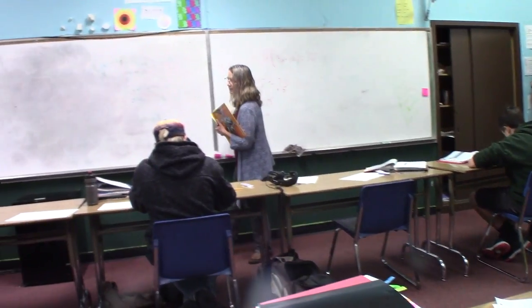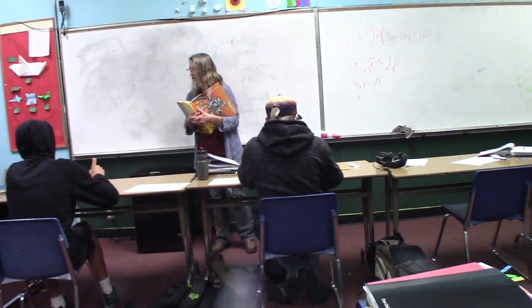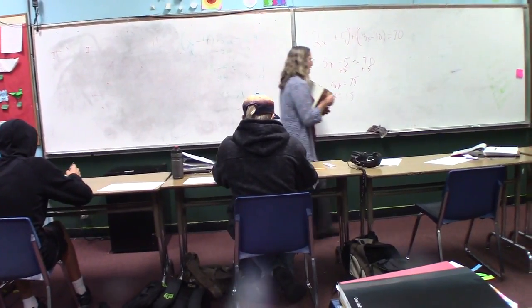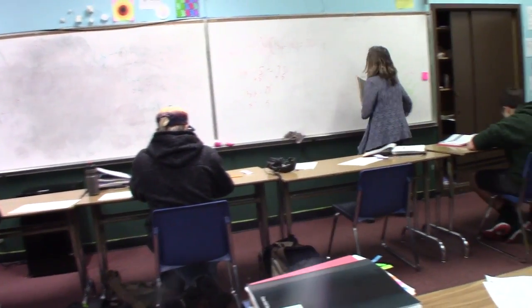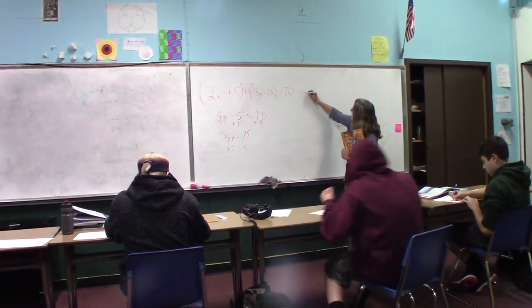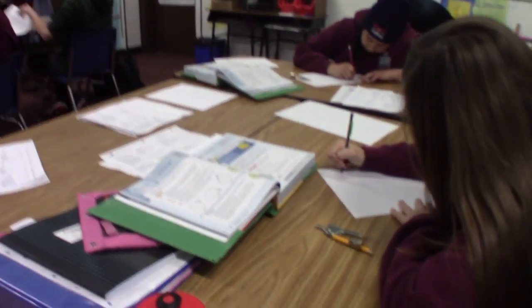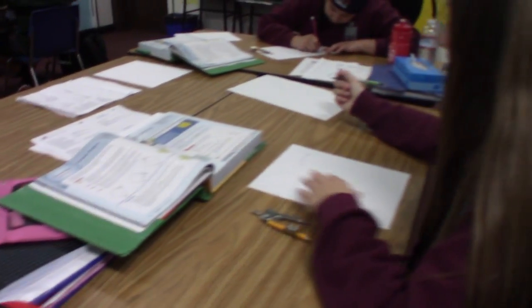On your piece of paper, construct a segment, just with your freehand or using a straight edge. Make a line, a segment. Make a segment and label the endpoints A and B. You don't need your compass for this part. Just make a line, a segment, label the endpoints A and B.